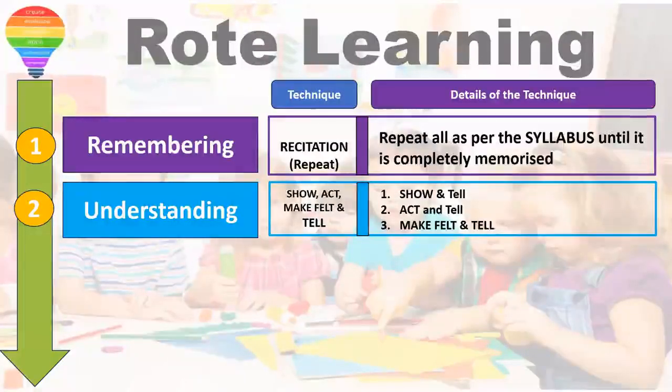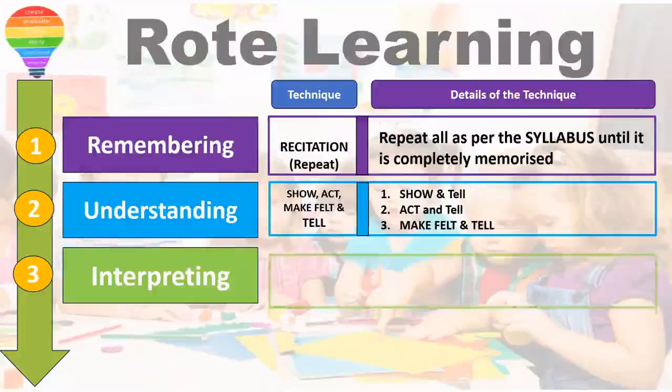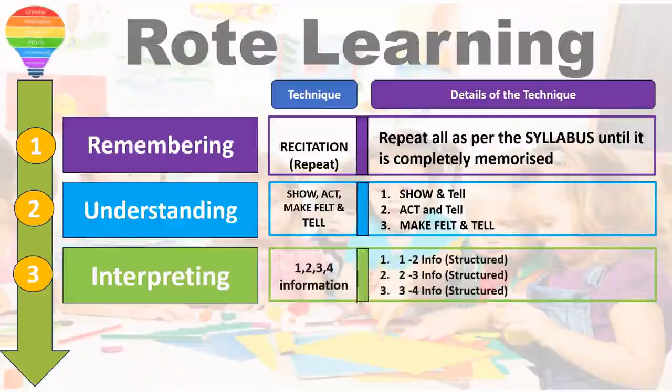And the third component is interpreting, because when the child remembers and understands, then the child starts interpreting things. And we at Educated Kids have created a structure called 1, 2, 3, 4 information.